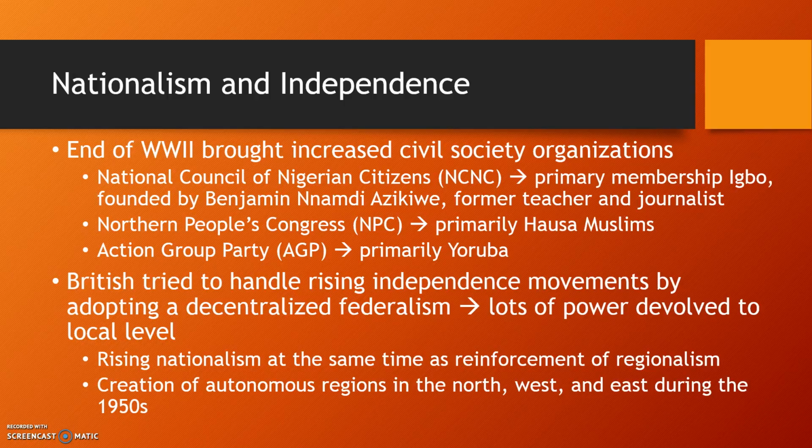So the government structure that the British start imposing at the end of the 20th century as a means of trying to sustain this idea of a nation state in West Africa is something called decentralized federalism. It's very similar to the idea of asymmetrical federalism that we saw in, say, Russia. It basically devolves an awful lot of power to the local level, particularly in the north.